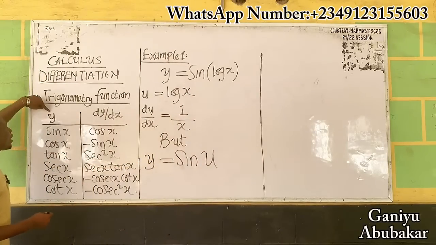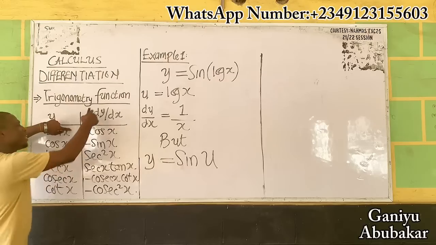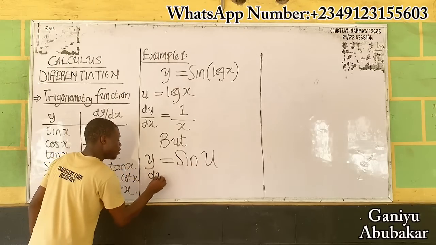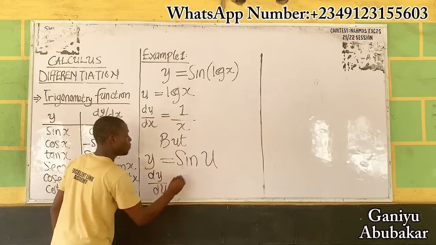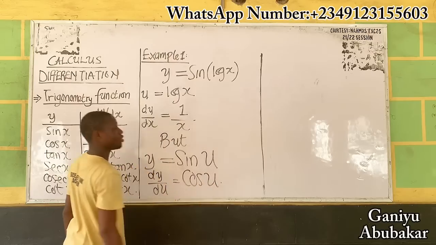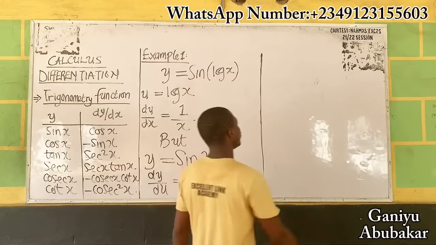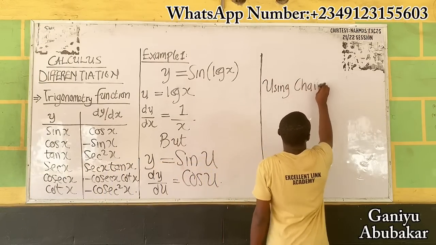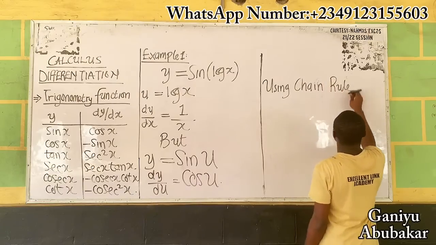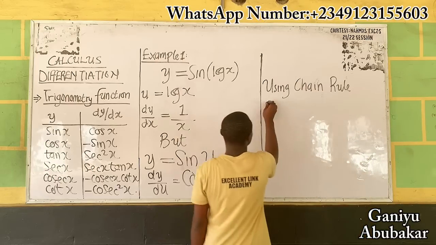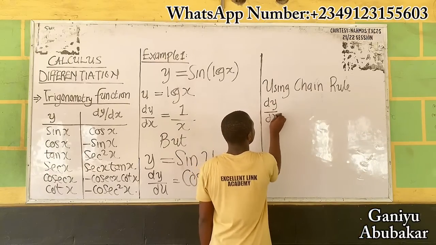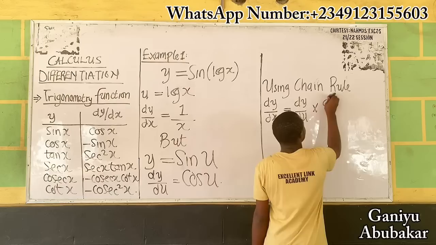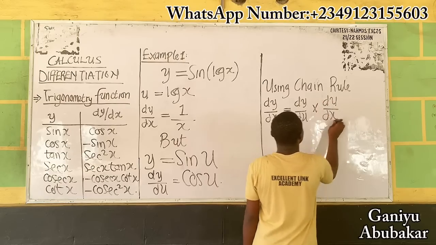Observe, I have that y equal to sine x, my derivative dy over dx was what? Cos x. So if I have y equal to sine u, it means that dy over du becomes what there? Cos u. That's all. From here, using chain rule, what do we know? dy over dx is equal to dy over du times du over dx. Put in value.